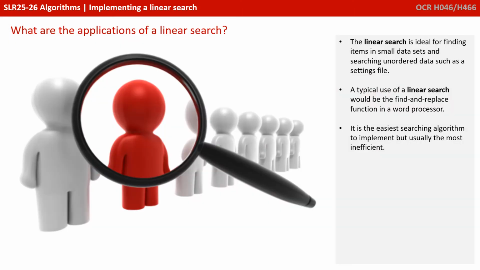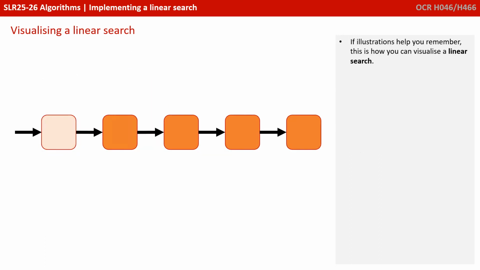The linear search is ideal for finding items in small data sets and searching unordered data such as settings files. A typical use for linear search would be the find and replace function in a word processor. It is the easiest searching algorithm to implement, but usually the most inefficient. If illustrations help you remember, this is how you can visualize a linear search.